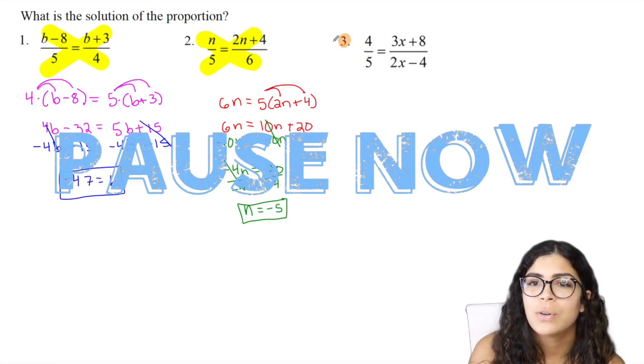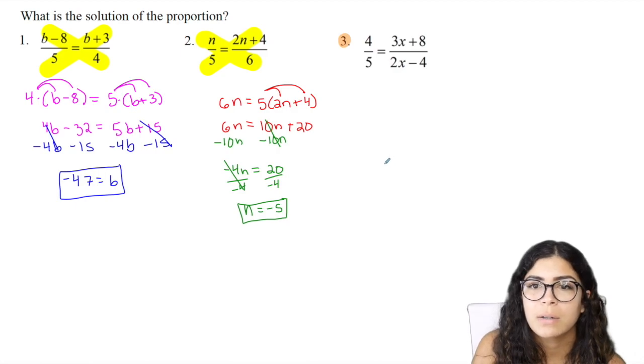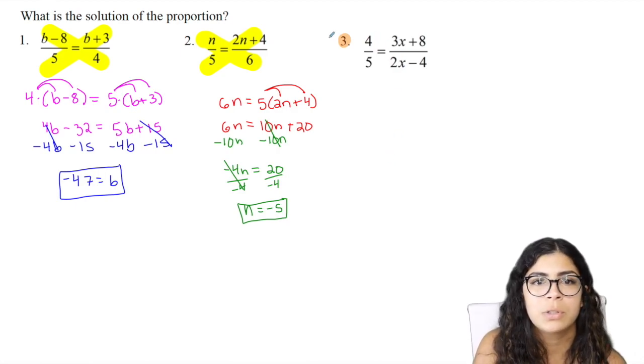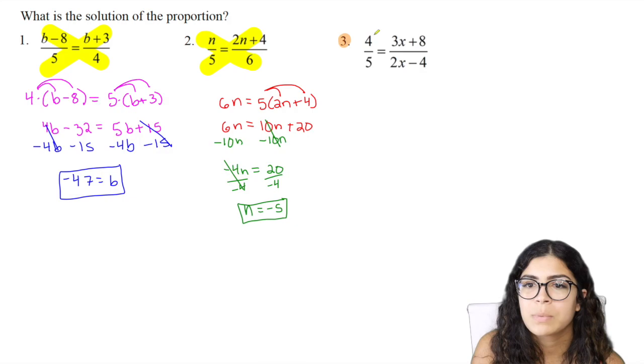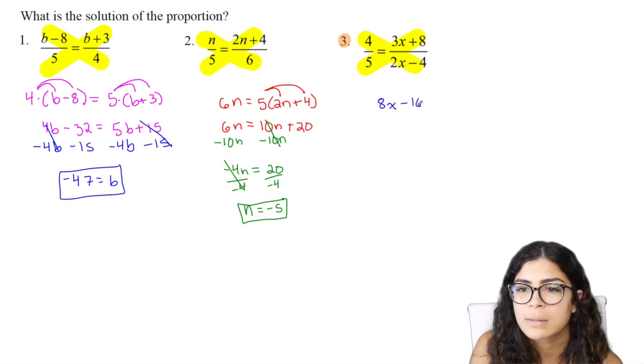Okay, so another proportion here, same thing. We're going to go ahead and set the cross products equal to each other. So 4 times 2x minus 4 would be 8x minus 16. And 5 times 3x plus 8 would be 15x plus 40.